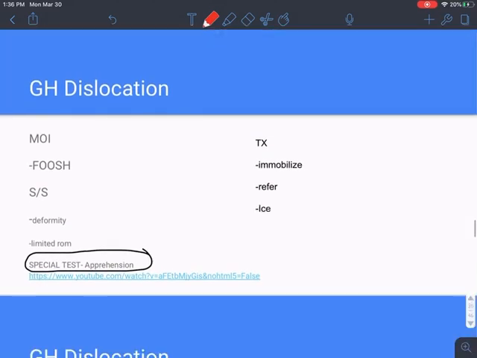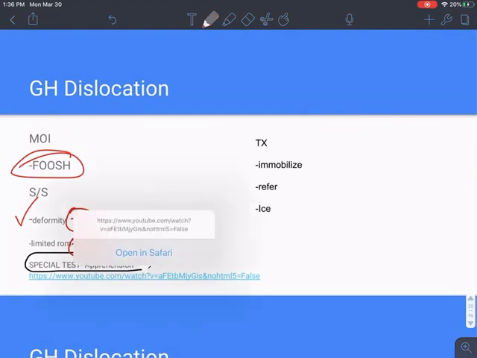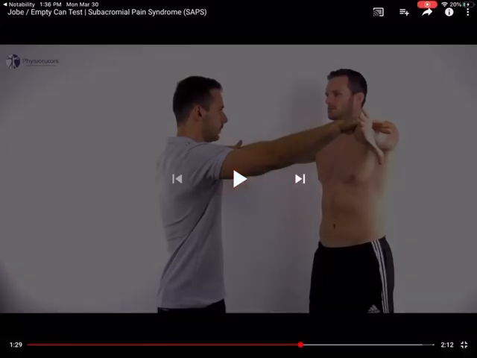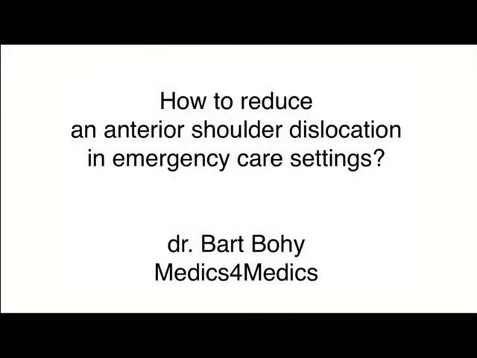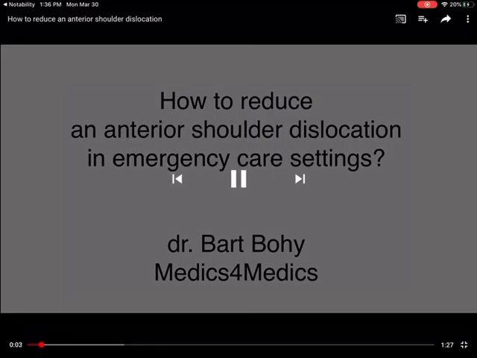So MOI, definitely FOOSH. Signs and symptoms, deformity for sure. Limited range of motion. Apprehension test. So it's pretty straightforward. How to reduce.